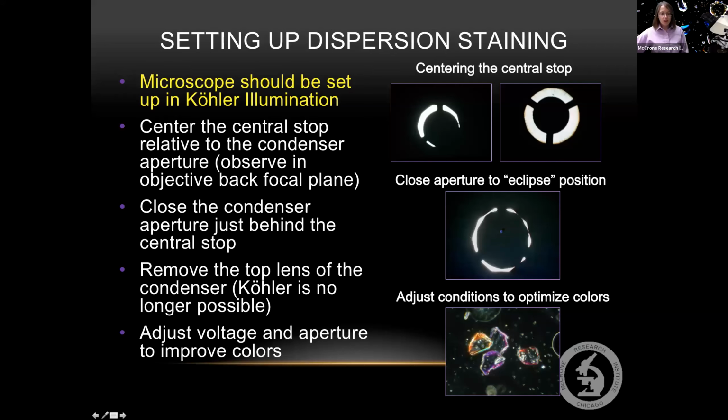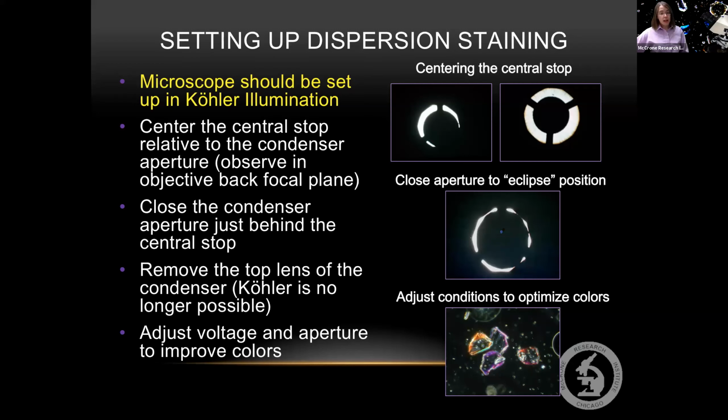So once we've taken that top lens out of our condenser, the other thing for dispersion staining is this is one of those times where you probably will need to turn up the voltage, turn up the light intensity on your microscope quite a bit, and that will help improve your dispersion staining colors.